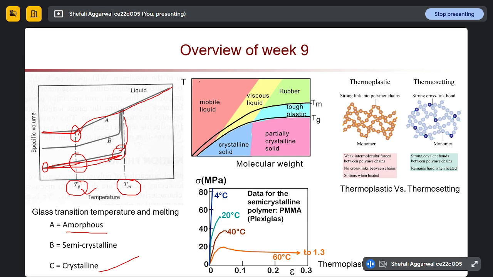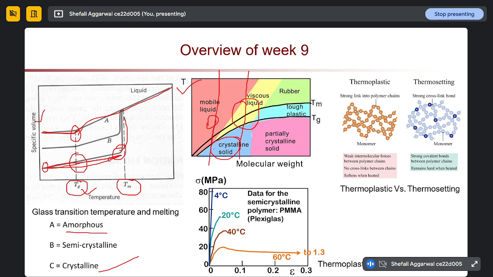So with the increase in temperature, if we talk about at this point, with increase in temperature, what is happening? Your crystalline solid is directly converted into mobile liquid, right? However, if we are increasing the molecular weight of our crystalline solid itself, there are chances that it will have a viscoelastic behavior. So both factors will affect your volume and your temperature.